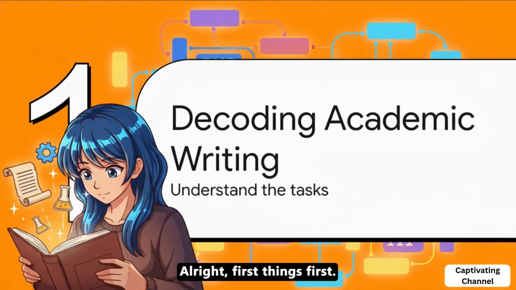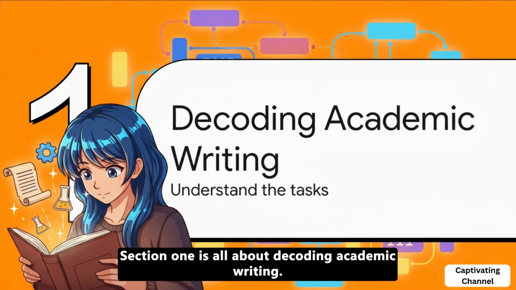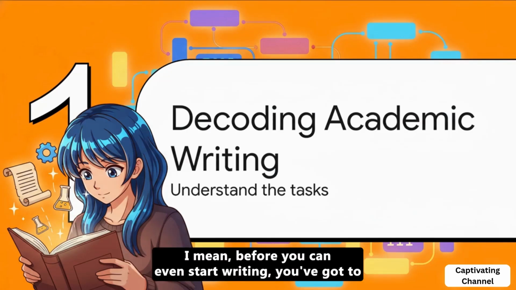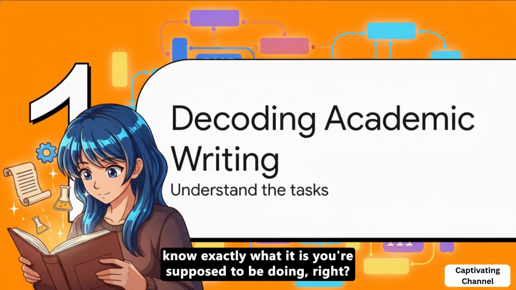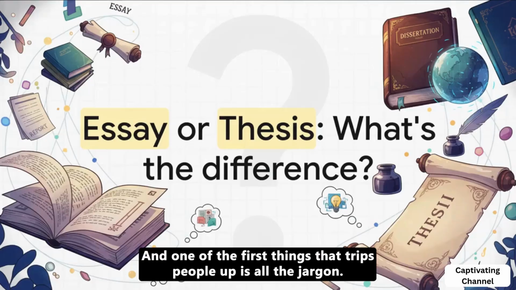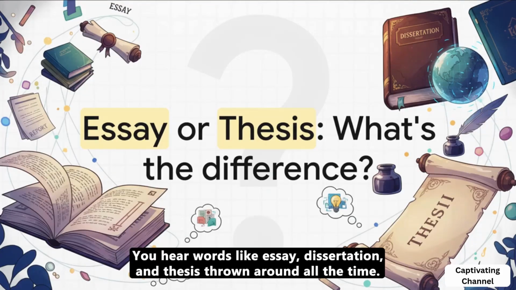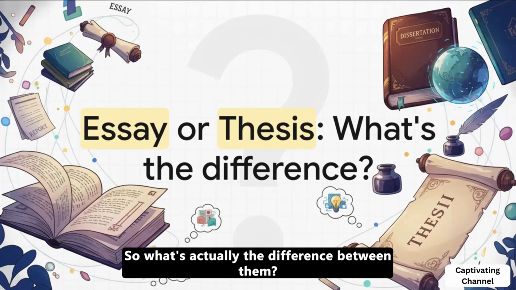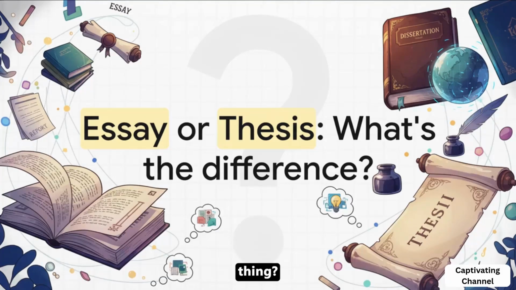All right, first things first. Section 1 is all about decoding academic writing. I mean, before you can even start writing, you've got to know exactly what it is you're supposed to be doing, right? You need to understand the task you're up against. And one of the first things that trips people up is all the jargon. You hear words like essay, dissertation, and thesis thrown around all the time. So what's actually the difference between them? Are they just different words for the same thing?